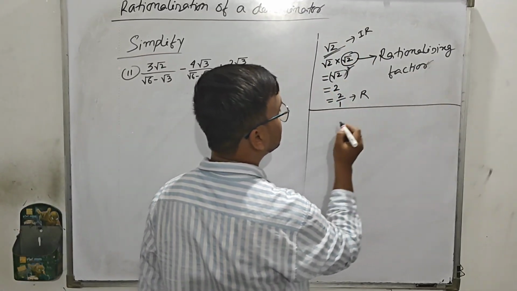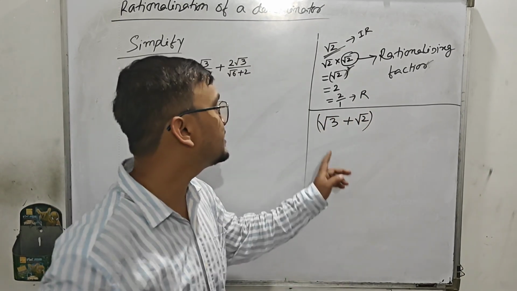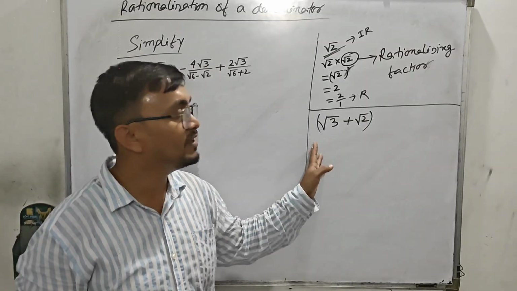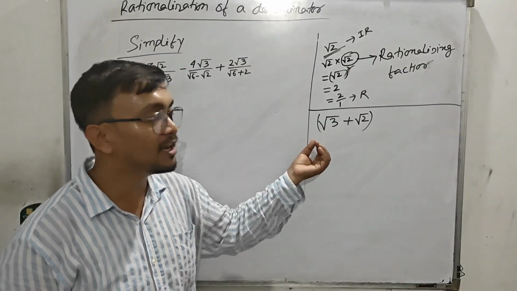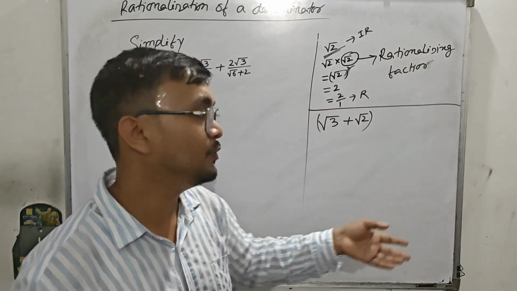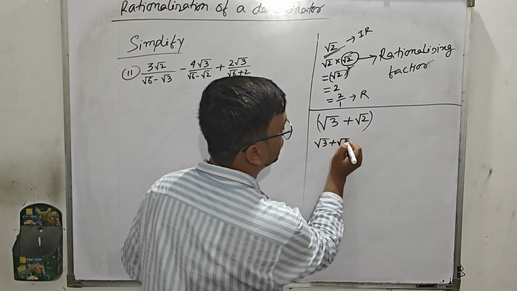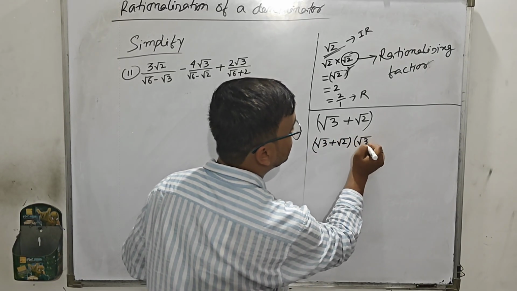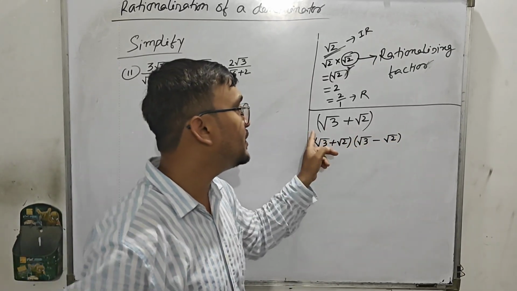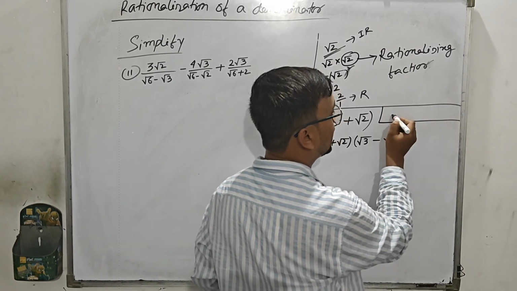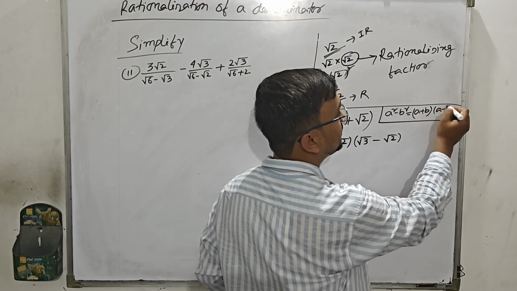Now, suppose you have root 3 plus root 2. This is a sum of two irrational numbers, and obviously their answer is also irrational. Now, I want to convert this irrational number into a rational number. See, root 3 plus root 2, I multiply by the same terms, root 3 and root 2, simply by changing their sign. The formula a square minus b square was actually a plus b whole into a minus b whole.